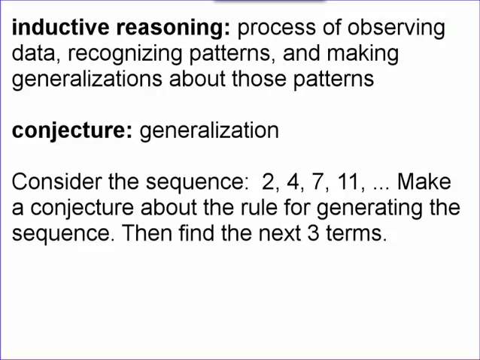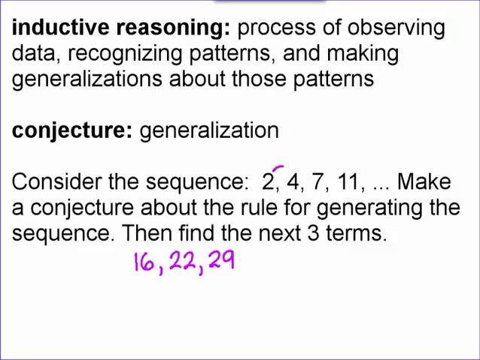We're going to now look at it on the mathematical side. It says consider the sequence 2, 4, 7, 11. Make a conjecture about the rule for generating the sequence, then find the next 3 terms. I actually think it's easier maybe to find the next 3 terms. What would the next 3 terms be? 16. Good. 16, 22, no, it's 29. 30. Let's go over this.